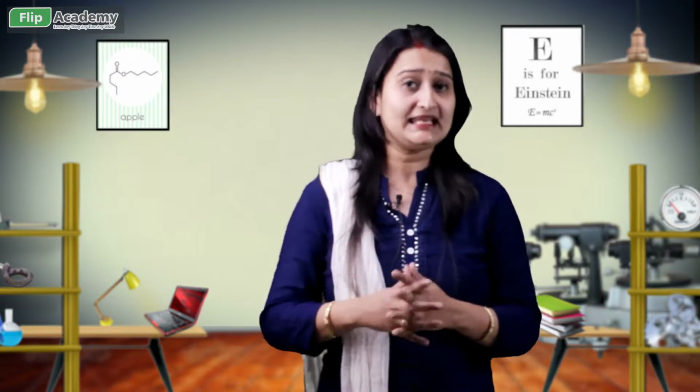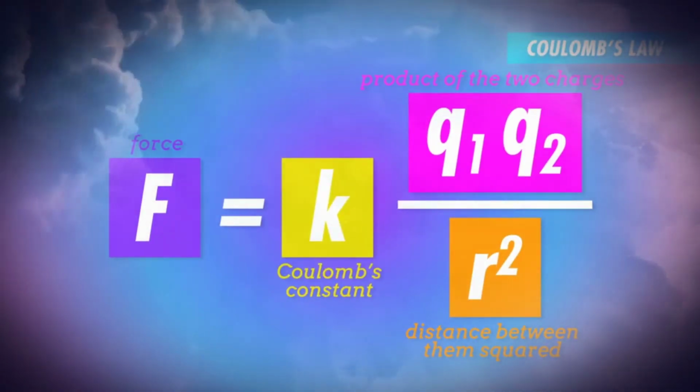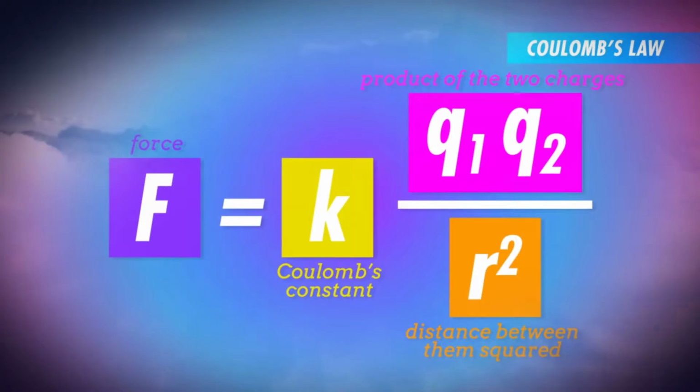As we have studied till now, Coulomb's law is used to find the force between 2 point charges. In that condition, the force is given by F = K Q1 Q2 / R squared. So this is your Coulomb's law. Now, if there exist more than 2 charges, is this law applicable? No, this law won't be applicable.